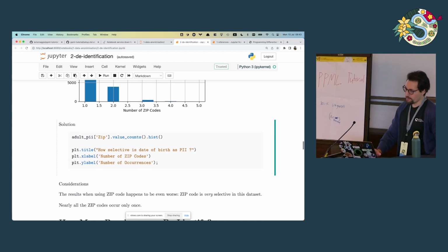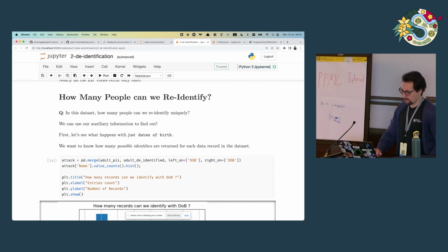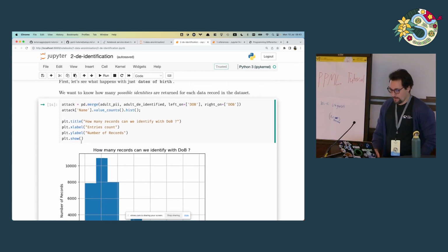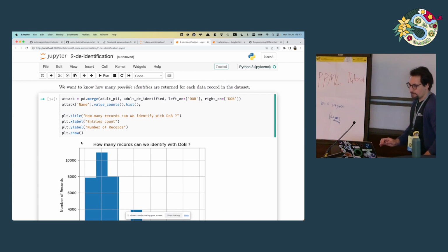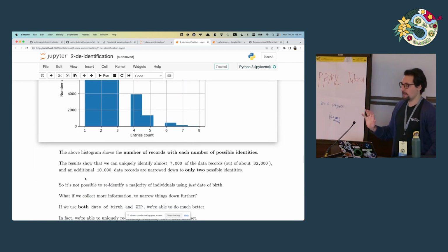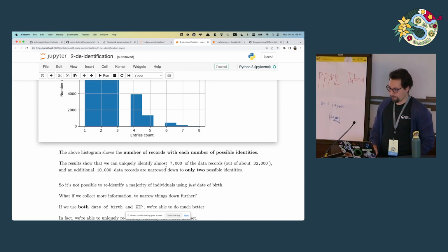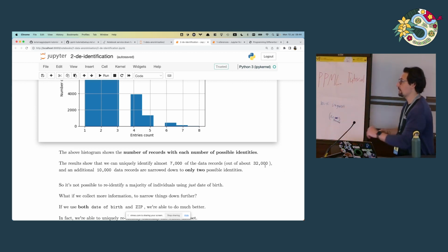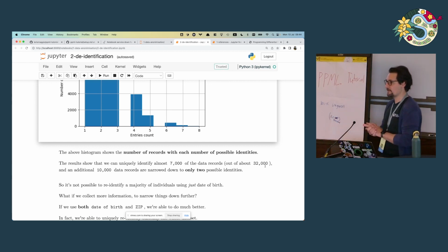If we gather both date of birth and zip code in this dataset, we are able to uniquely identify everyone in the dataset. So the real takeaway message is that I know anonymizing a dataset is particularly difficult. And the first thing we've been seeing is that the combination of different data can be extremely selective. This is the most important takeaway message from this part.